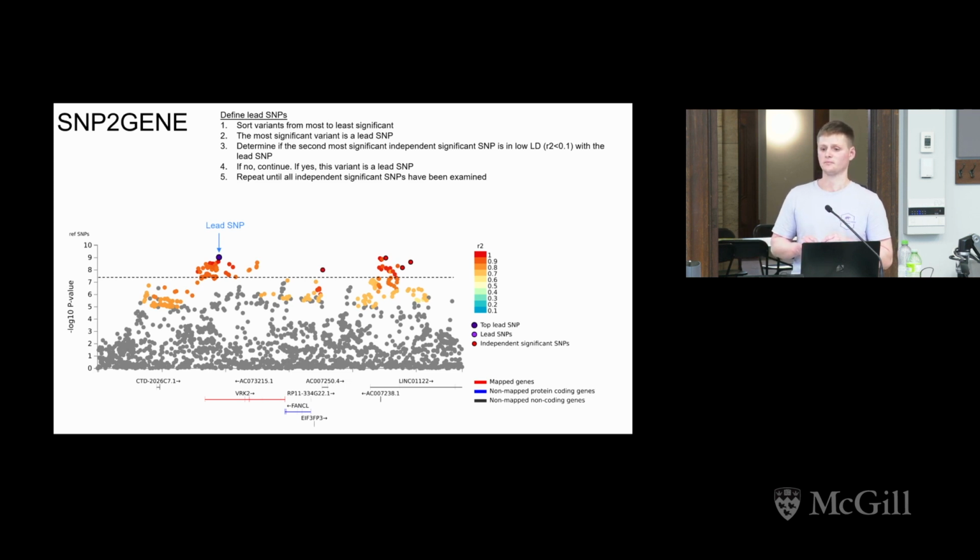So the R² is less than 0.6 or greater than? For the lead SNPs, it's less than 0.1. For independent, it's less than 0.6. Yeah.